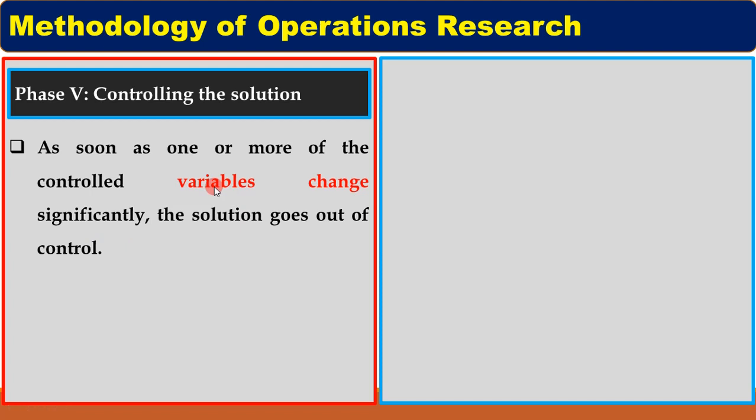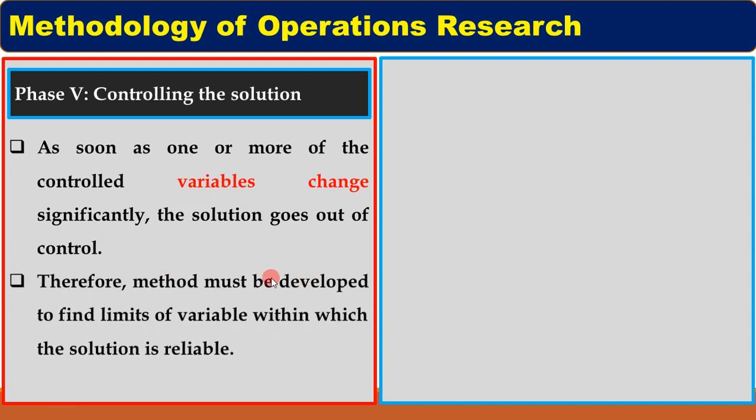So therefore a method must be developed to find out the limits of the variable within which the solution is reliable. That means what is the limit of the variable that we can change, from the lower value of the variable to the higher value of the variable, for which the solution is reliable. That we have to find out by using certain methods.